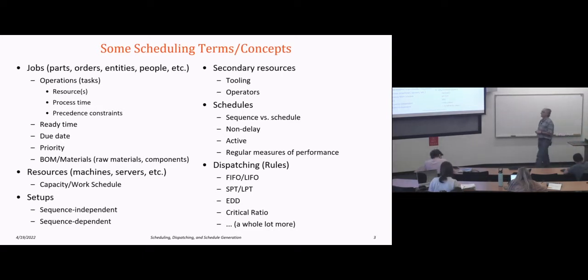We have some terms and concepts, and hopefully a lot of the stuff you're familiar with. We have this notion of jobs. You can also call them parts. In our recent models for Hobby Electronics, we were focused on orders, so orders were represented by entities. You can have people and so on. We have operations, and those operations require resources, and they have process time. They have precedence constraints, like our orders for module ABC go from kitting to assemble to finish to package to ship, right? So those precedence constraints are sequential there.